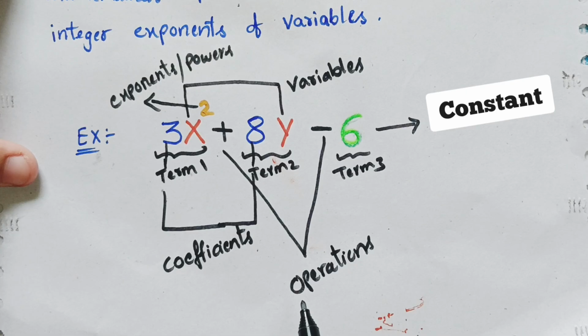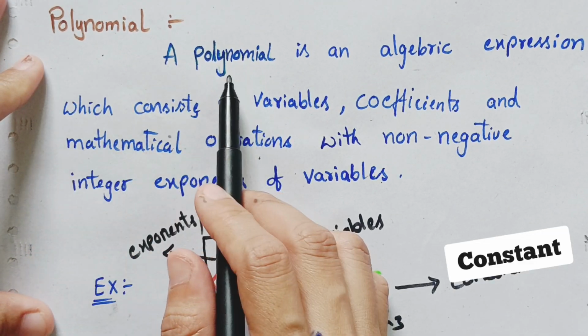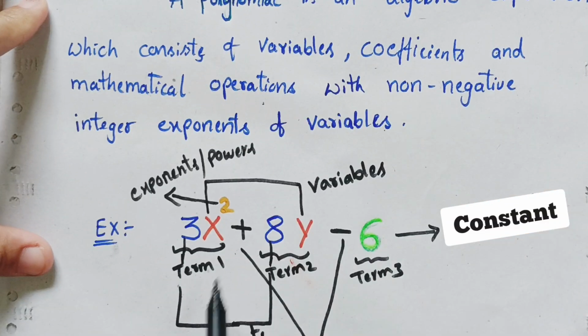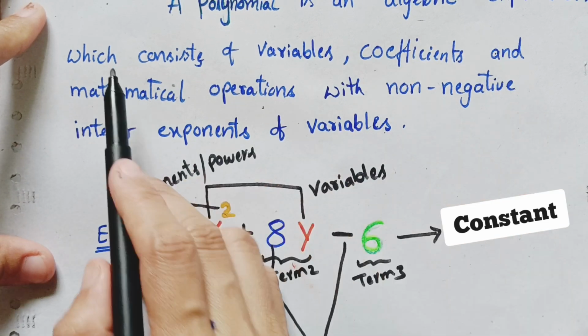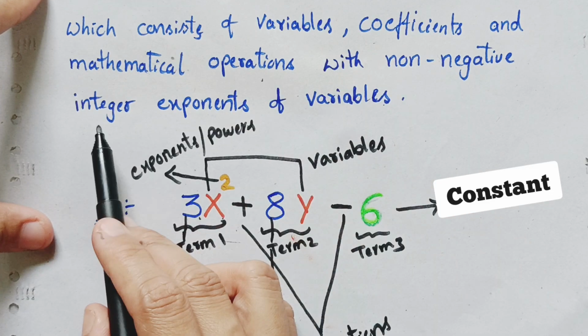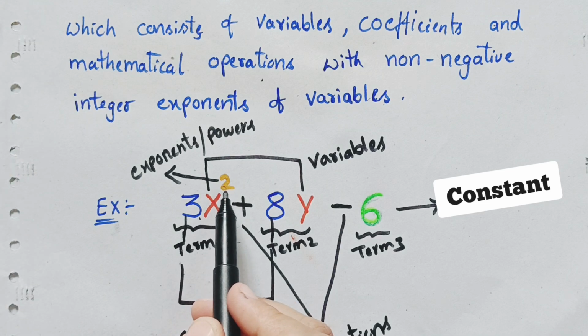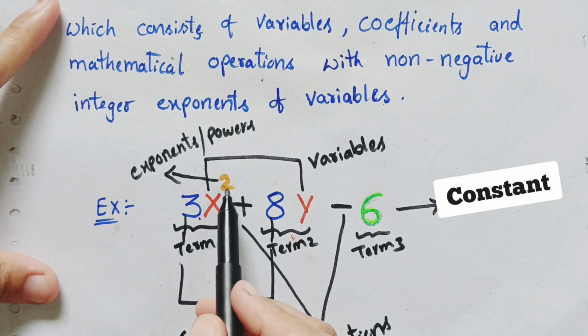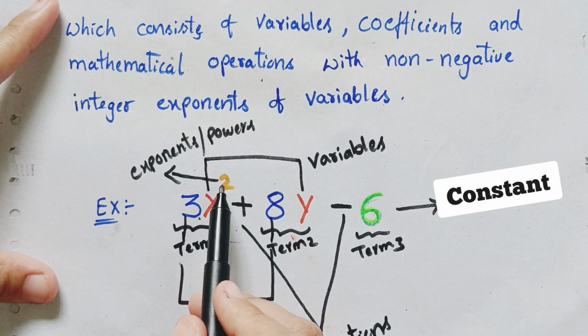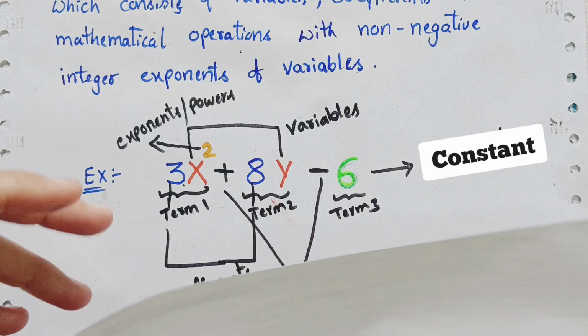Now it's clear. So let's see again the definition. Polynomial means an algebraic expression which consists of variables, coefficients, and mathematical operations with non-negative integer exponent. Means here the power should be non-negative. Non-negative is nothing but positive. Always remember that the power should be positive itself. Okay, now you understood what is a polynomial. Let's see the examples for this.